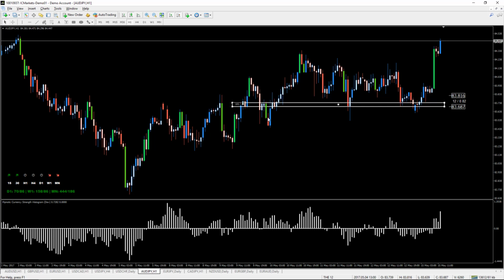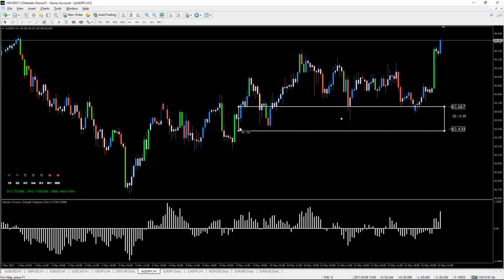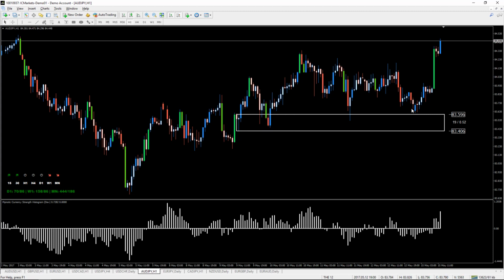So I'm actually going to move the area down here like that. And this is currently still holding, which is great. It's been tested once, twice, three times, and almost a fourth time here, and price is holding. And then here on this time frame, we have this downward sloping trend line, something like that, which is broken.